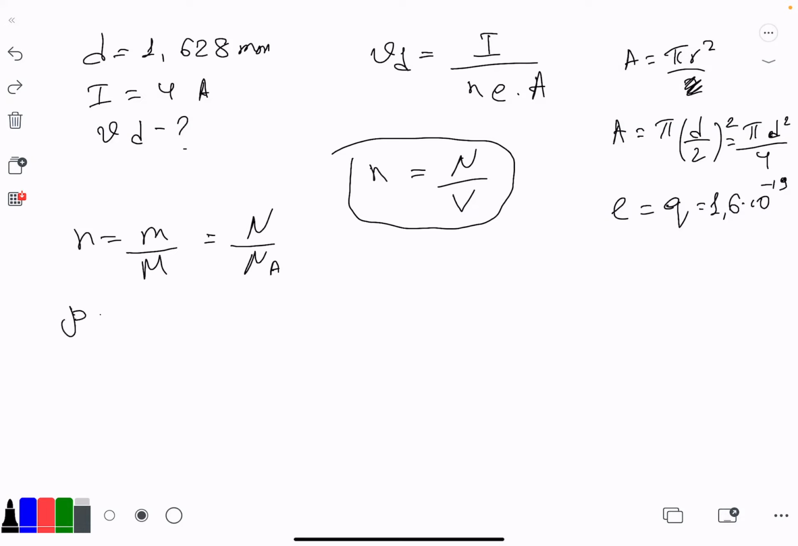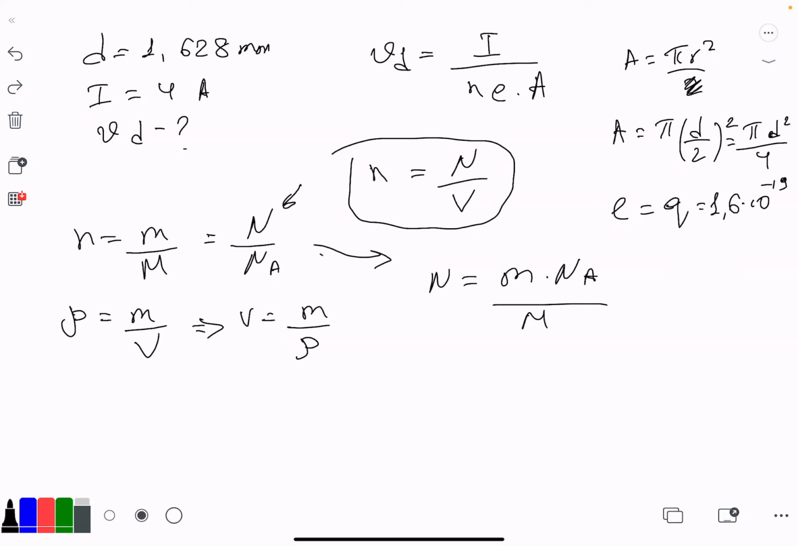We also know that the density is equal to mass over volume, correct? So that means we can get the volume from here. Volume is equal to mass over density, correct? And the number of particles we can get as m times Avogadro's number divided by molar mass, correct? So the charge density, which is small n, will be equal to m Na divided by molar mass. And the volume will be m over rho, correct? So this will cancel out. So we end up with rho Avogadro's number divided by molar mass, okay?